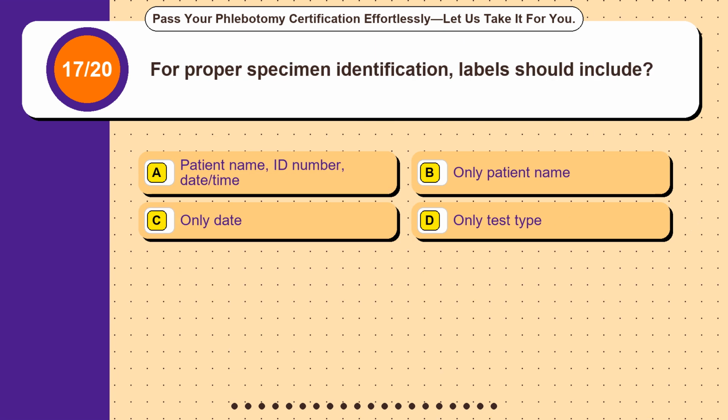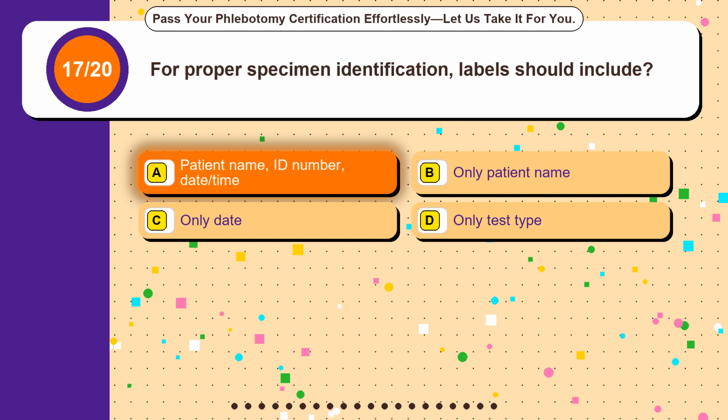Question 17. For proper specimen identification, labels should include: option A, patient name, ID number, date/time. Option B, only patient name. Option C, only date. Option D, only test type. The correct answer is option A, patient name, ID number, date/time.